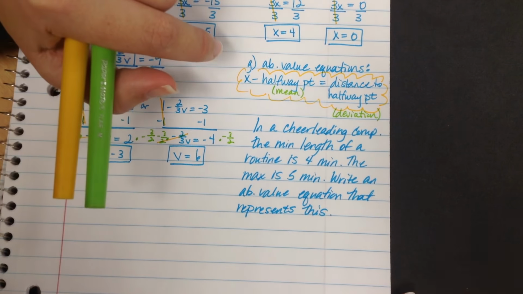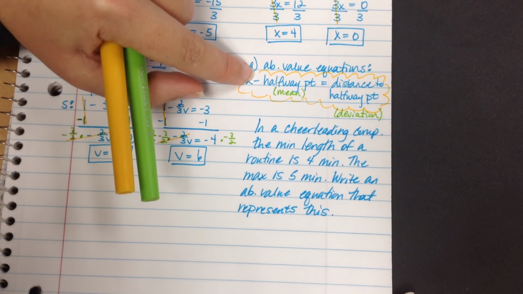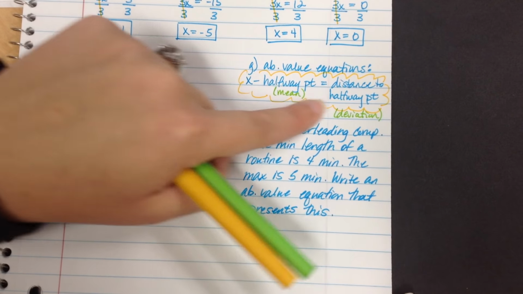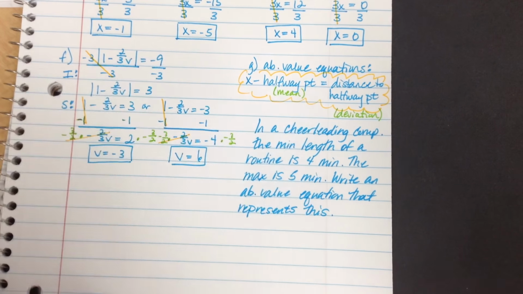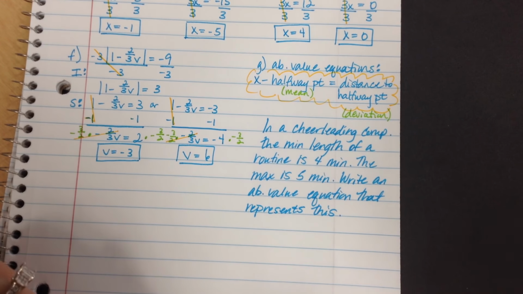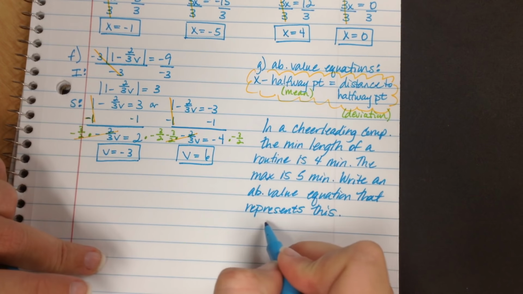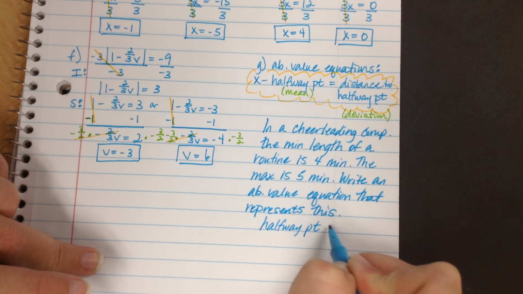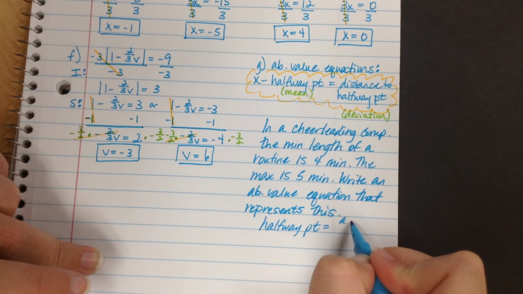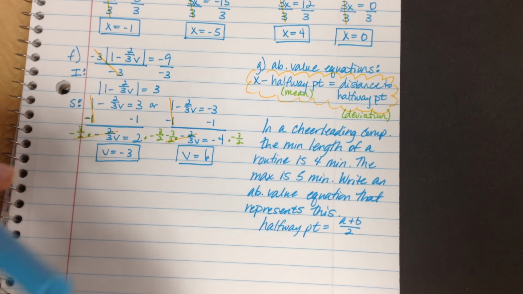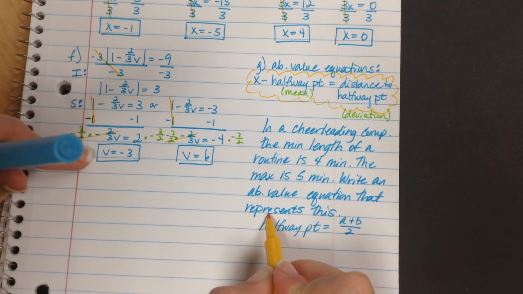All right, so what we're going to need in order to write the equation is the halfway point, and we're also going to need the distance to the halfway point. So in order to find the halfway point, we're going to need another formula. Halfway point is just A plus B divided by 2. Bubble that, you're going to want it.